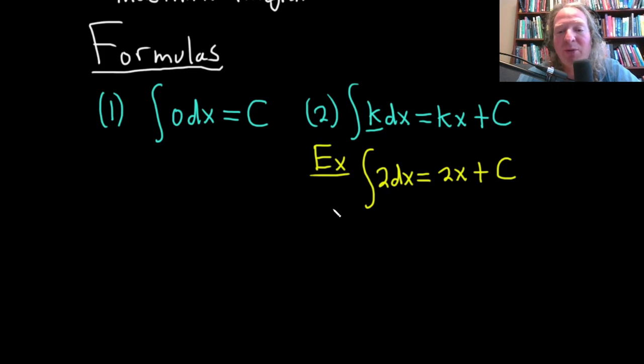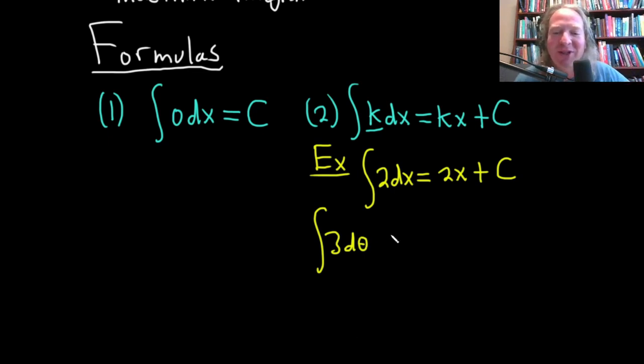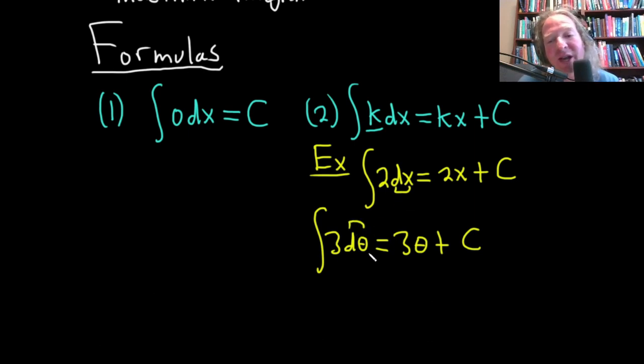Actually, this leads me to a point. Let's say instead it was 3 d theta. Hey, what's going on? Trig? Yeah, I want to introduce a theta. Why not, right? So in this case, it's 3 theta plus C. So it depends on the variable. That's the purpose of this. It tells you what the variable of integration is. So in this case, it's d theta, so we put a theta. If it's dr, you put an r, etc.